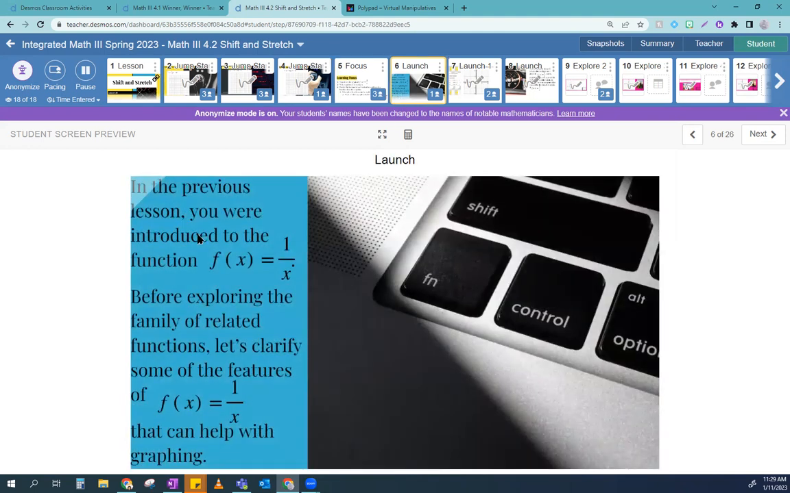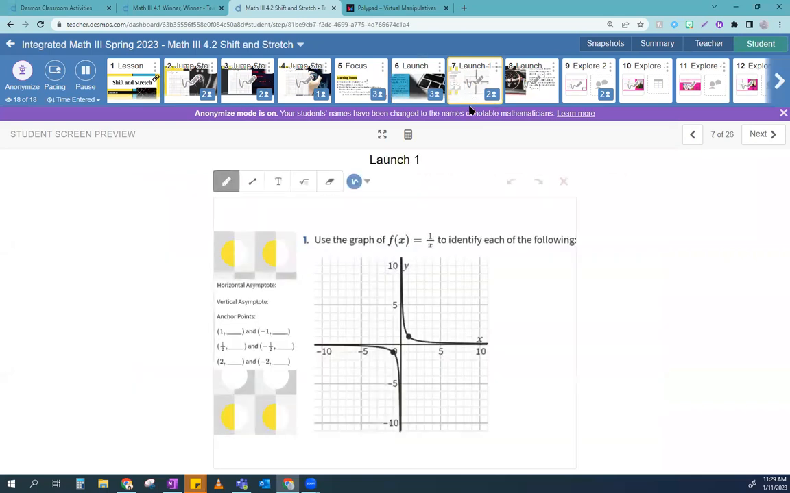All right, so here goes. In the previous lesson, you were introduced to the function 1 over x. Before exploring the family of related functions, let's clarify some features. And we did that with our last thing, right? We know where the asymptotes are. We know where all these things are.